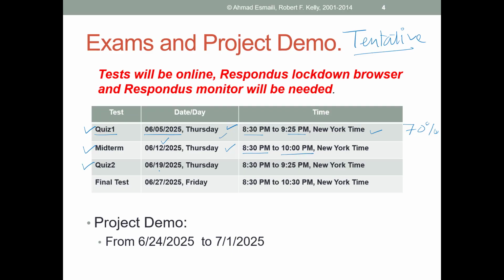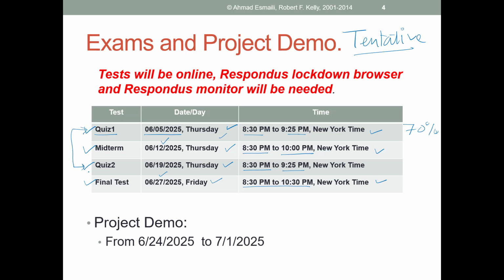Quiz 2 is scheduled on 19th of June, which is Thursday again, and quiz 2 will start at 8:30 p.m. and will get over at 9:25 p.m. The final test is scheduled on 27th of June, that's Friday, from 8:30 p.m. to 10:30 p.m. So you must have noticed the duration. For midterm exam, you're getting 1 hour and 30 minutes. For the final exam, you're getting 2 hours. Whereas for quiz 1 and quiz 2, you won't be getting a 1 hour.